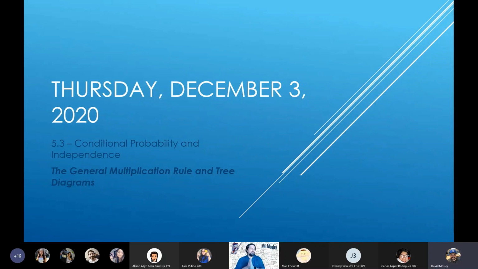All right. We're going to get started on today's lesson. It is Thursday, December 3rd, 2020. We're continuing in section 5.3, conditional probability and independence. And today's topic is going to focus on the general multiplication rule and tree diagrams.